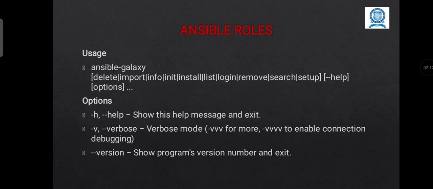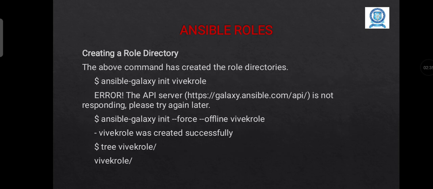We have several options while creating the Ansible roles. We can use -h or --help, which shows this help message and exits. -v or --verbose is to set verbose mode. Then --version is there, to show the program's version number and exit.